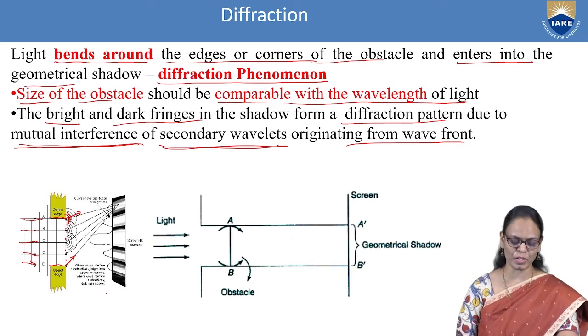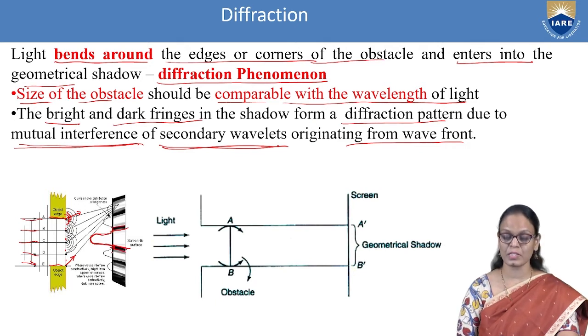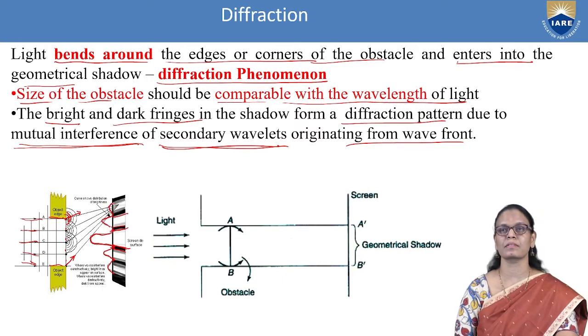So in the diffraction pattern, what we have is a central maxima. The intensity is shown by this. And then on either side, you will have minima. This is the minima. And then again a secondary maxima. This is the secondary maxima and minima. These are minima and these are secondary maxima.